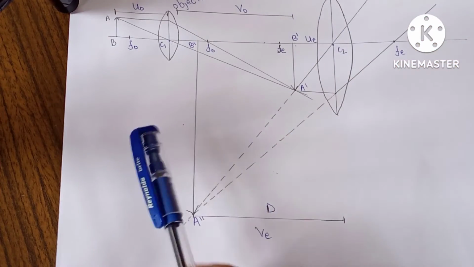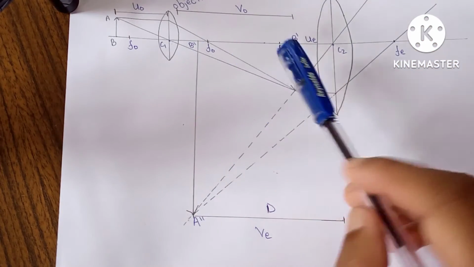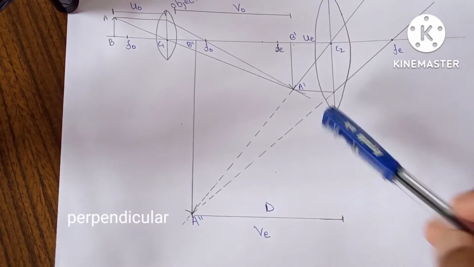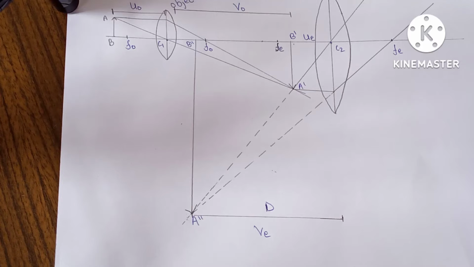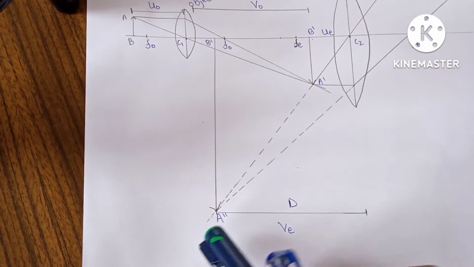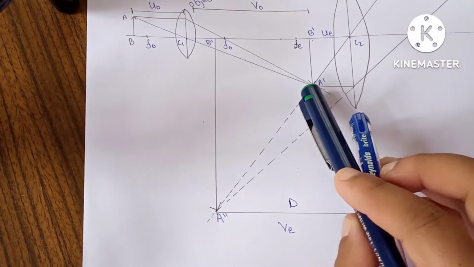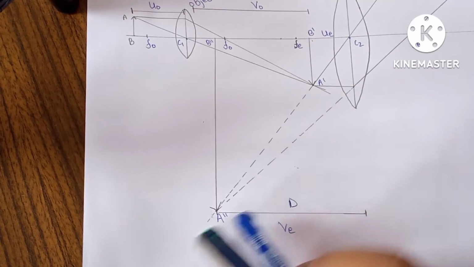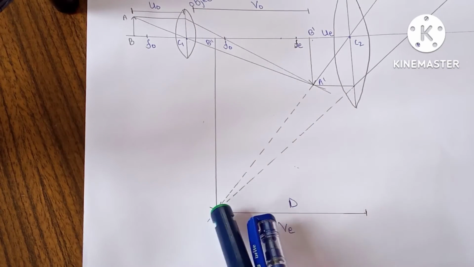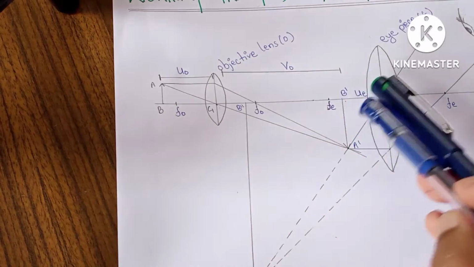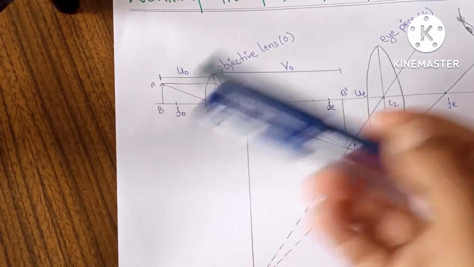And we have seen already that the image formed by the objective lens is parallel to the principal axis, and the image formed by the eyepiece is also parallel to the principal axis. So this is the final image formed by the eyepiece. Now the final image is virtual. Why virtual? Because these two rays do not actually meet, so they form a virtual image, and this is the magnified image of the object A dash B dash, which is the image formed by the objective.